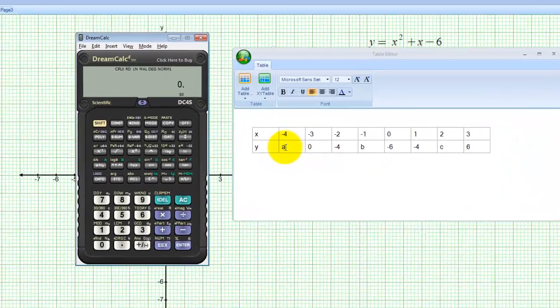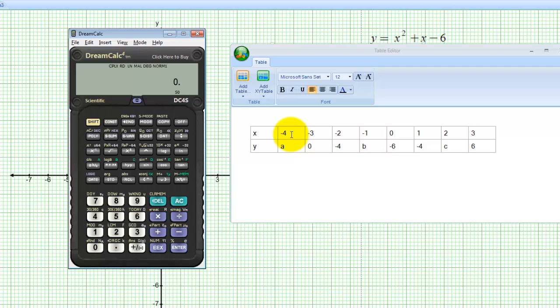To find the value of a, we will substitute in x equals to negative 4, and hence we have negative 4 squared plus negative 4 minus 6, and the value of a will be equals to 6. To find the value of b, we will substitute in x equals to negative 1, and hence we will have negative 1 squared plus negative 1 minus 6, it will be equals to negative 6. Finally, to find the value of c, we will substitute in x equals to 2. We will have 2 squared plus 2 minus 6 equals to 0.